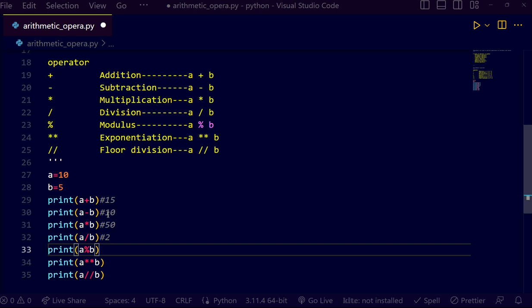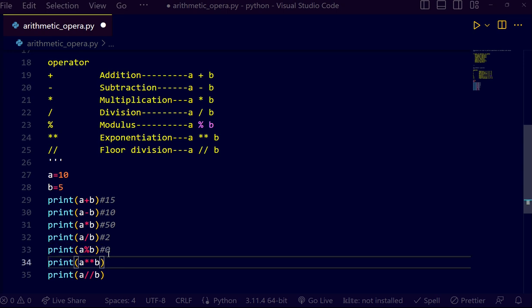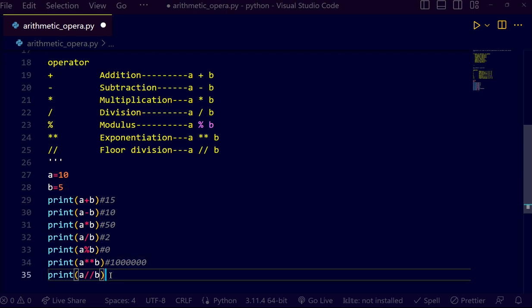A modulus b, how much do you get? Modulus operation means we get the remainder, not the quotient value. Here we get only the remainder, not the quotient value. We get 0 here. And a star star b means a power b, 10 to the power 5, this is the value you get. Next, a floor division b means here you will get only the quotient, in the form of an integer, not a float. So how much will you get here? 2.